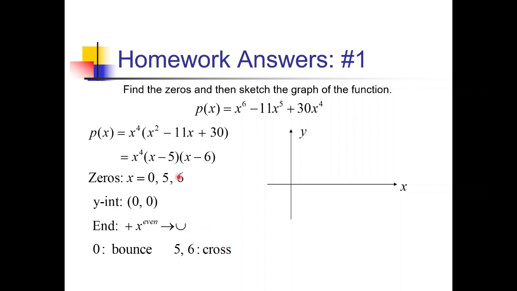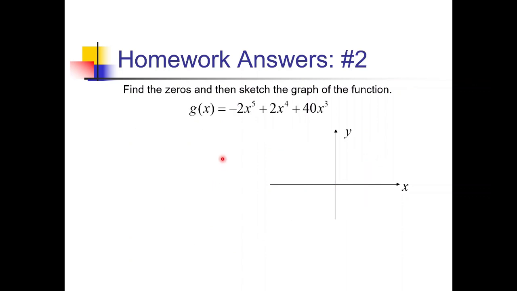So let me do my x-intercepts now. We've got 0, 5 is somewhere over here, and 6 is a little bit further to the right. Y-intercept, again, we've already accounted for with the x-intercept at 0. And we're going to be starting above our first point and coming down and bouncing off of 0, then coming back up and crossing through 5, coming back up, crossing through 6. And our graph ends on an up note, which is where we expected it to end.